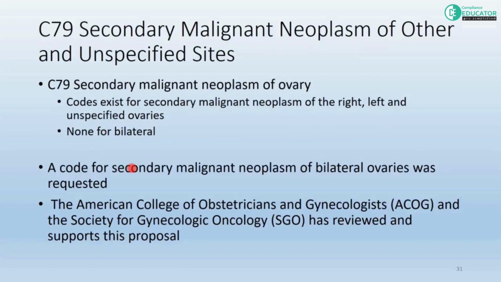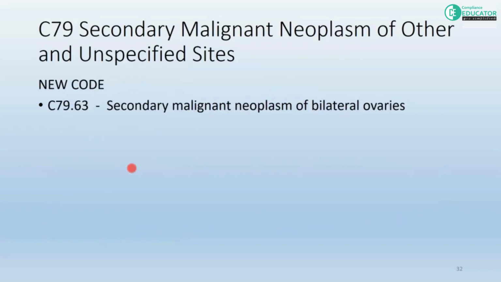We're going to see the exact same thing for secondary malignancy of neoplasm of ovaries, where there was not a code for bilateral. And again, in the wonder of ICD-10, we have that expansion of a digit, and that digit for bilateral is that last digit of 3.